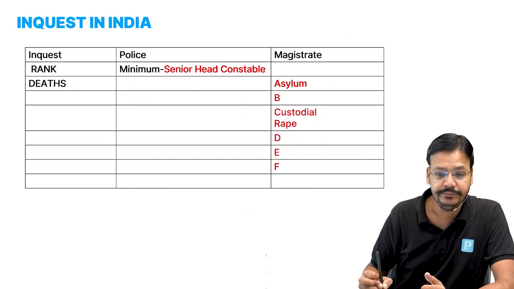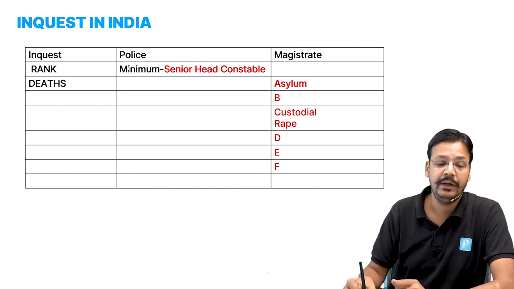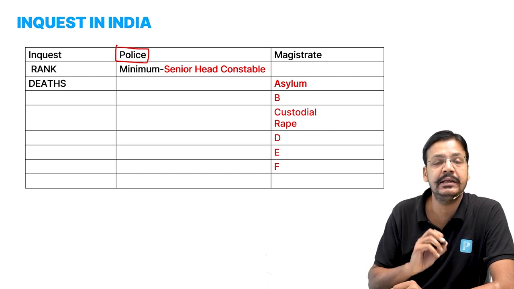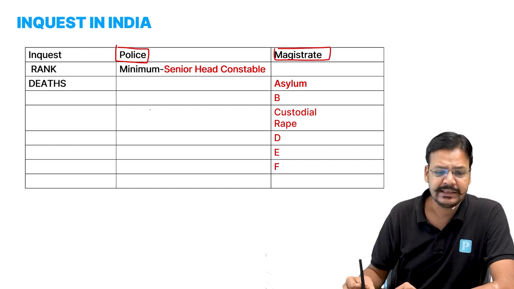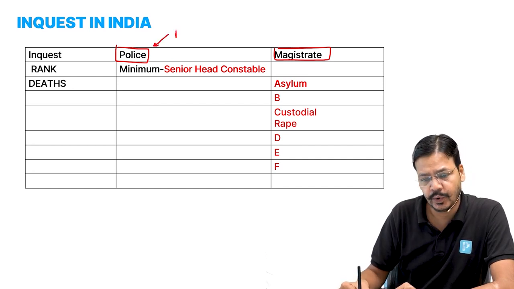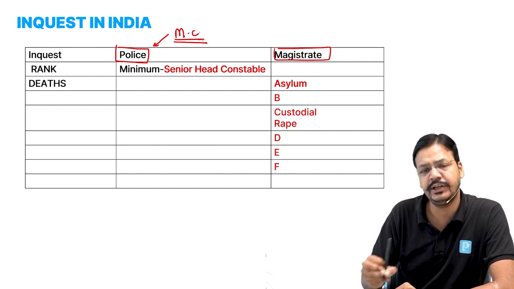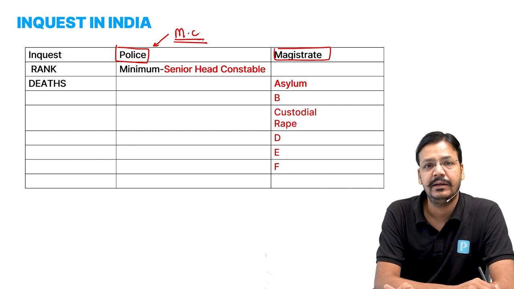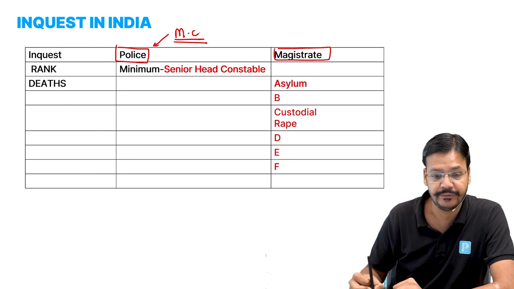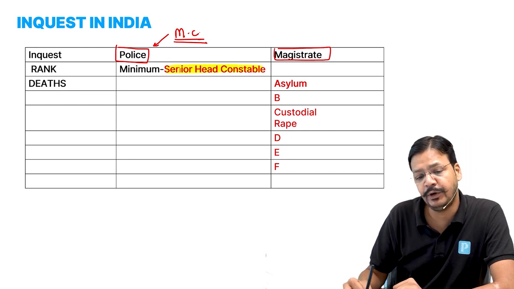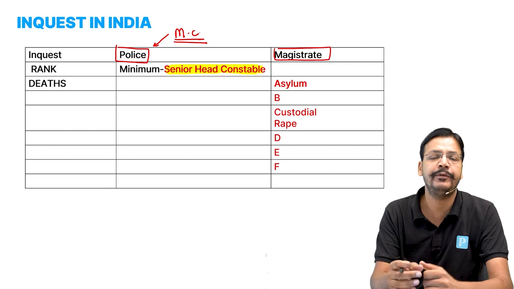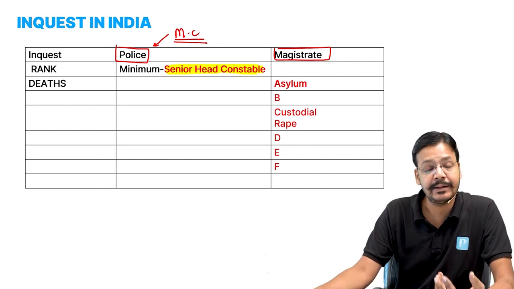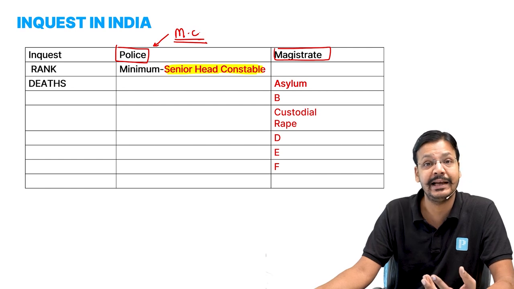So as I told you, we have two types of inquest. Number one, 194 BNSS police, 196 BNSS magistrate. Friends, the most common inquest in India is the police inquest, because most of the time police is the investigating officer. And what is the minimum rank of police, my dear friend? The minimum rank of police is senior head constable. Not head constable, senior head constable. Apart from senior head constable, it can be the sub-inspector, inspector, or any other rank, CI, circle inspector.